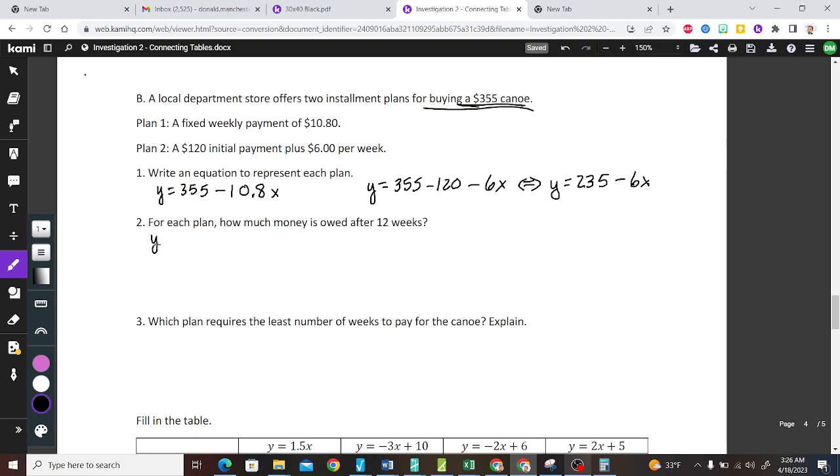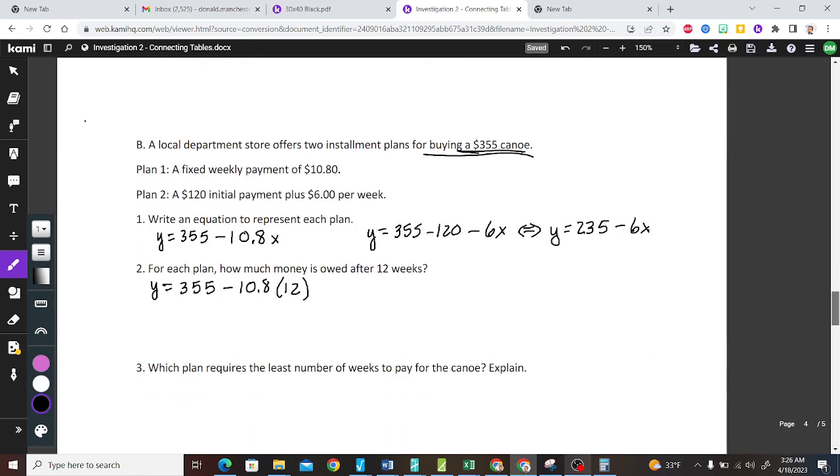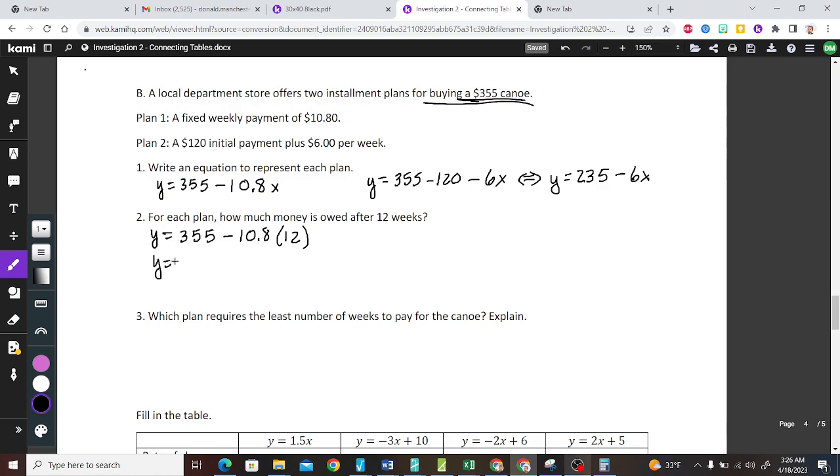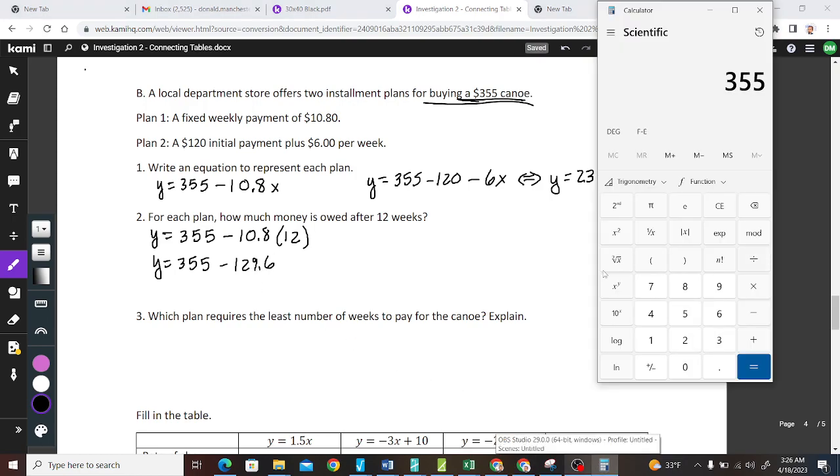I'm going to use the calculator on this. Y equals 355 minus 10.8 times 12. We already did 10.8 times 12. That was 129.6. Y equals 355 minus 129.6, and that gives us $225.40. That's how much is owed after 12 weeks.